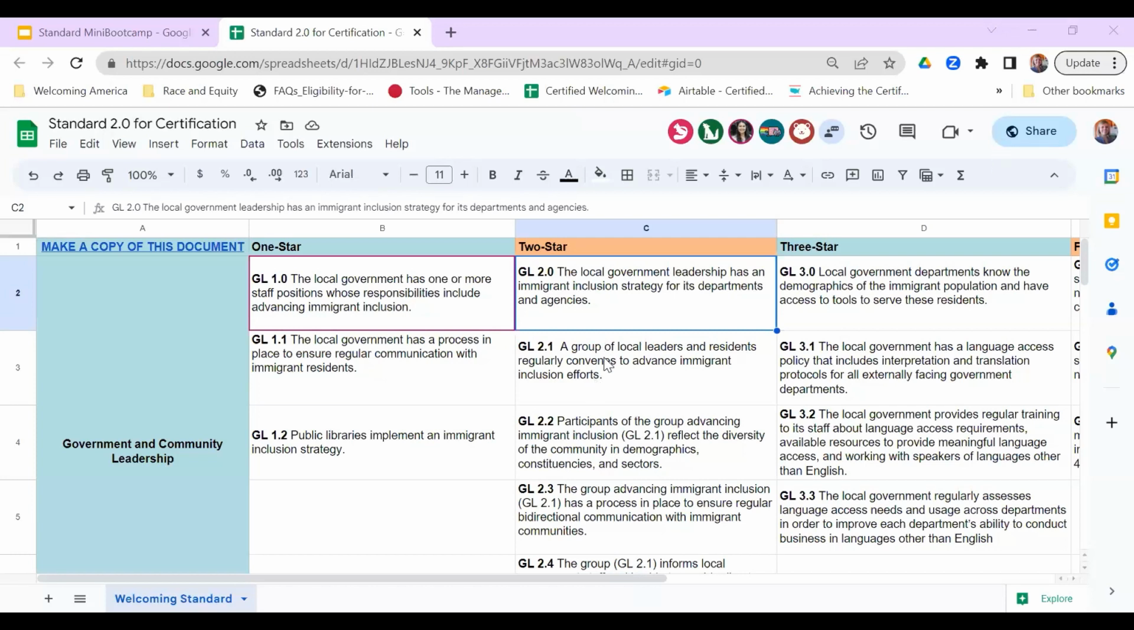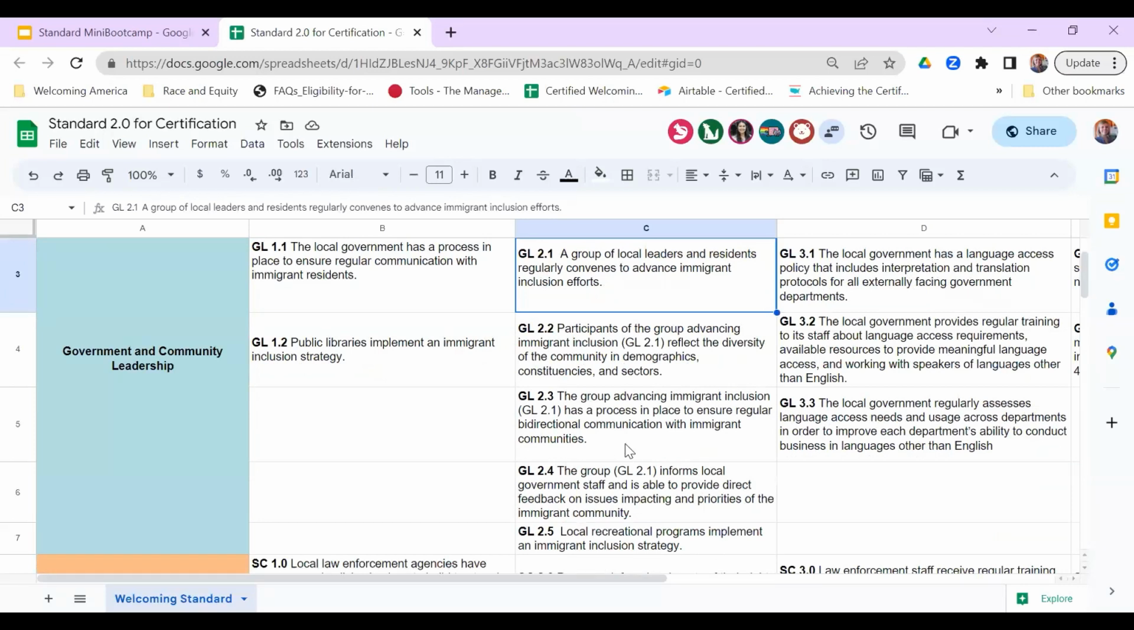Now we get to talk about the group. For 2.1, 2.2, 2.3, and 2.4. So the goal of the group is to really unsilo the work that's happening in the community. That immigrant inclusion brings together a lot of different stakeholders, and there's an opportunity to think about different sectors. So it might be healthcare and education and economic development. I think sometimes the framework areas are a really nice way to think about who's participating or what sectors are participating in that group. So we have a few key items here reflecting the diversity.